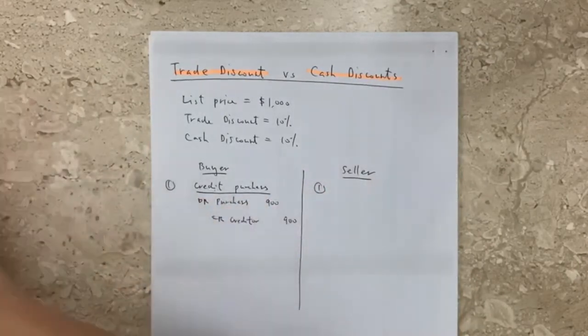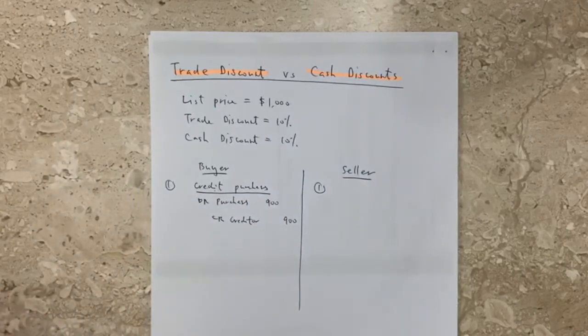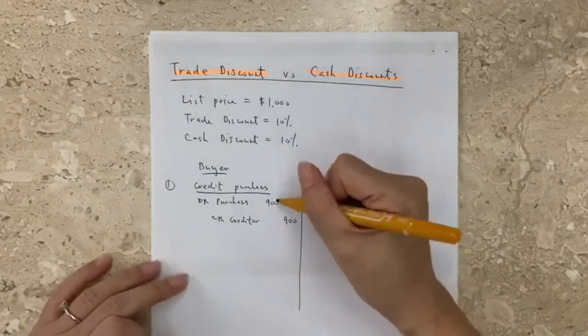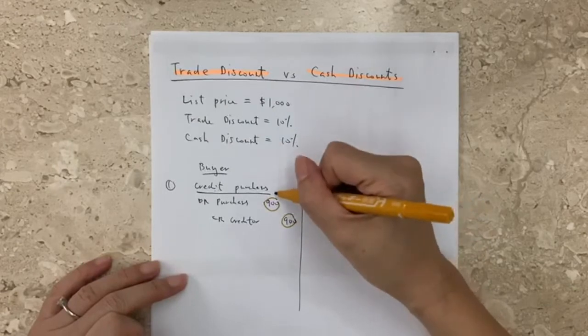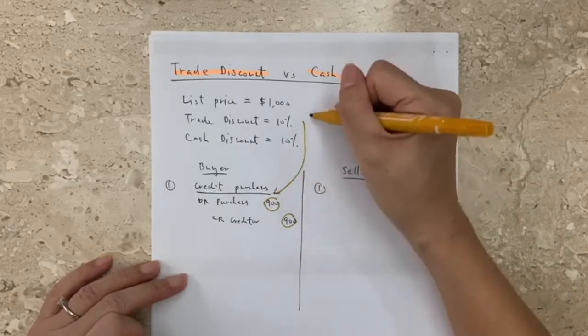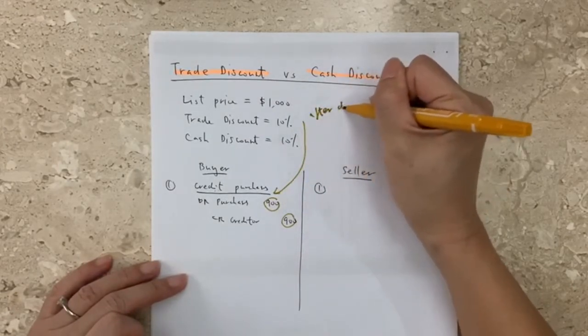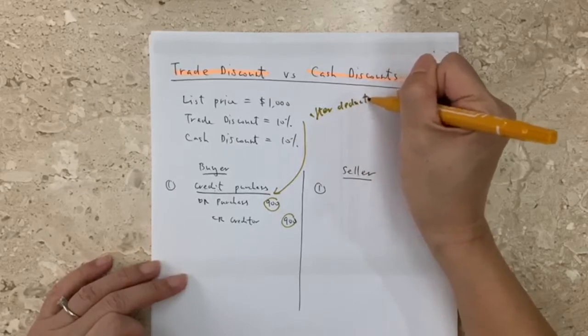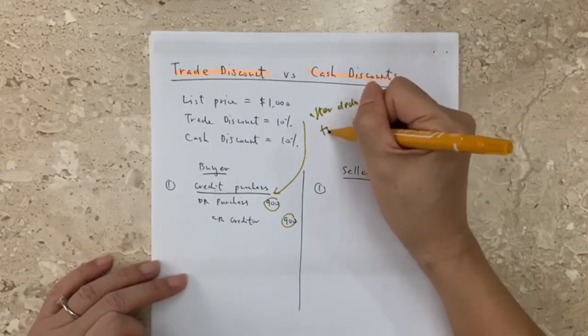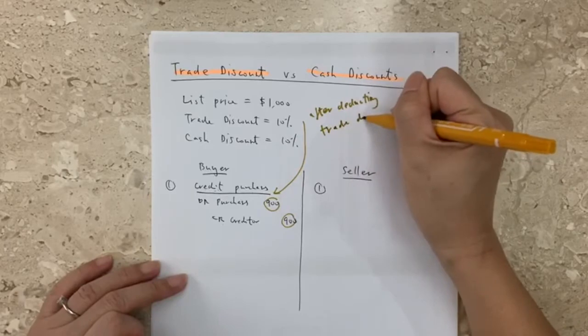So this is important. What is the meaning of this 900? This 900 is already after deducting trade discount.